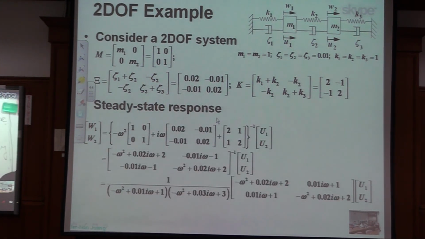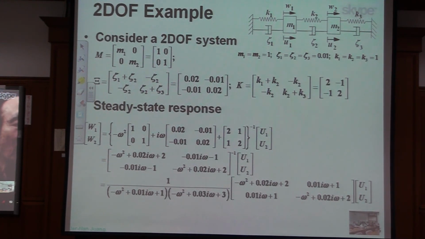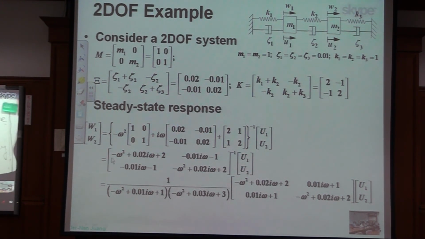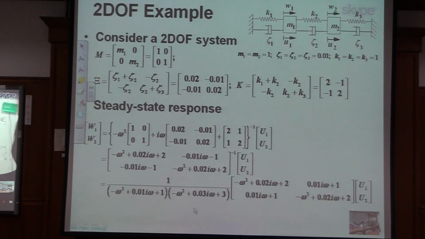Okay, my steady state response is this. You sub these values M1, M2, Z1, Z2, Z3, and K1, K2, K3 into the steady state response, then you will get this. Wait a second. Then you will get this.